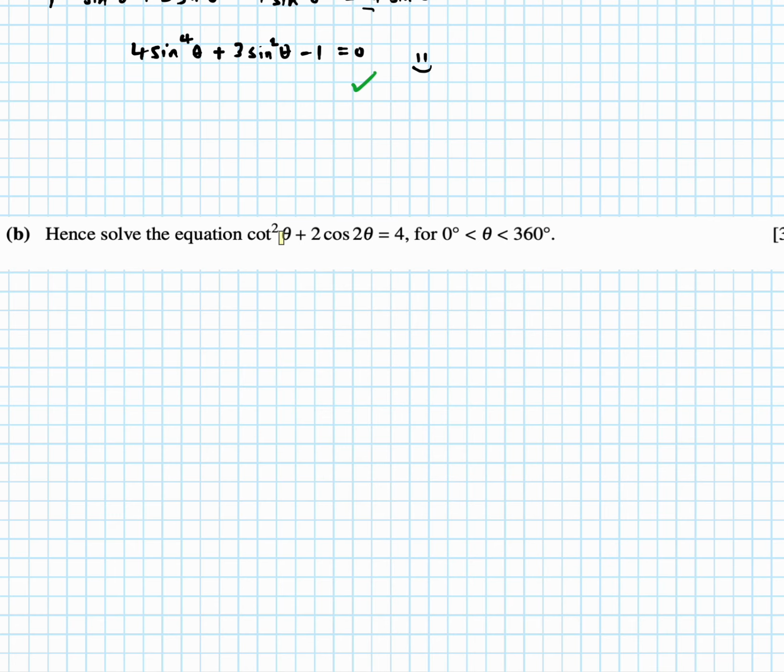Okay, so hence we will definitely be using something from the previous question because of that word. Solve it, and we have a range between 0 and 360 degrees. Let sine to the power of 4 theta equal y squared. So we're doing a kind of disguised or hidden quadratic, as it was called last year when you did these. So 4y squared plus 3y minus 1 is equal to 0. Pretty straightforward to solve there.